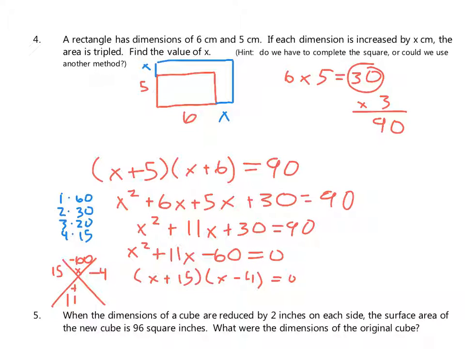Or you could use the shortcut I taught you. The answers are going to be the opposites of these numbers. So what would make this 0? And what would make that 0?